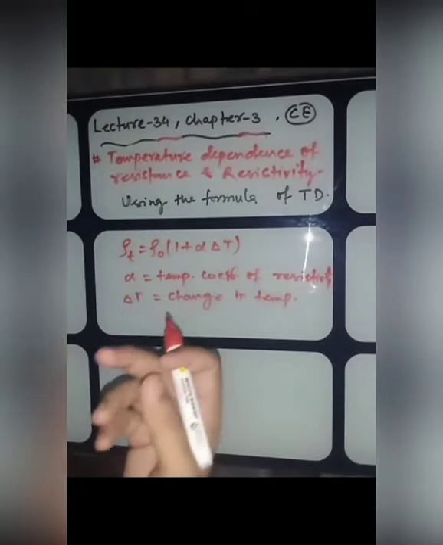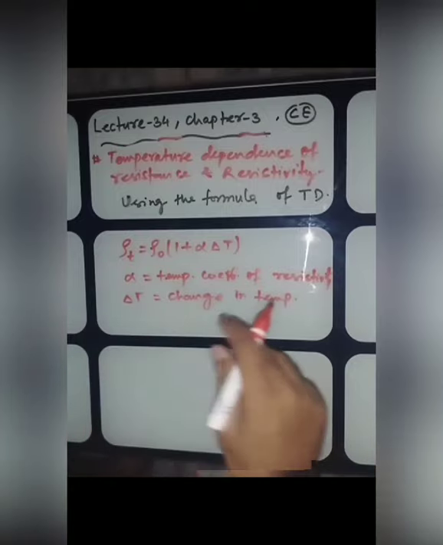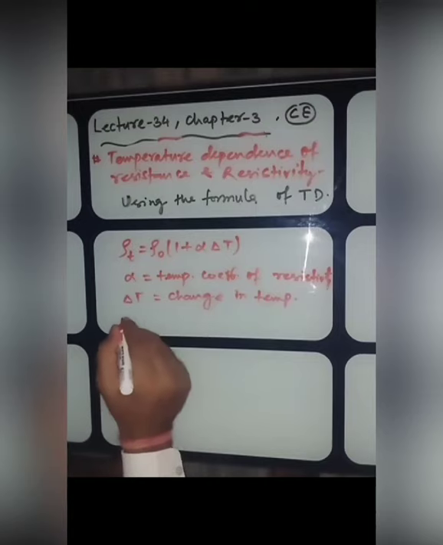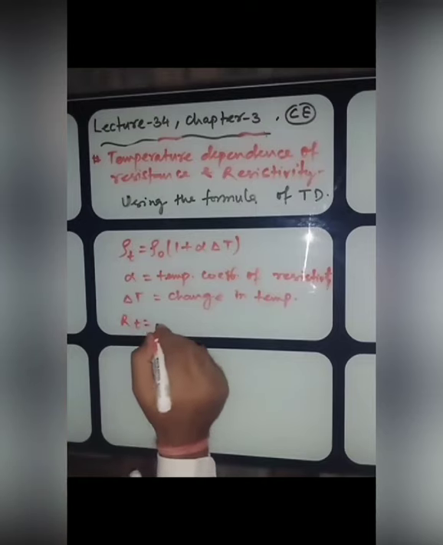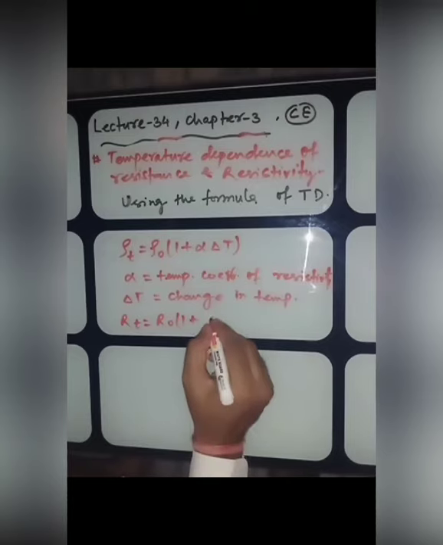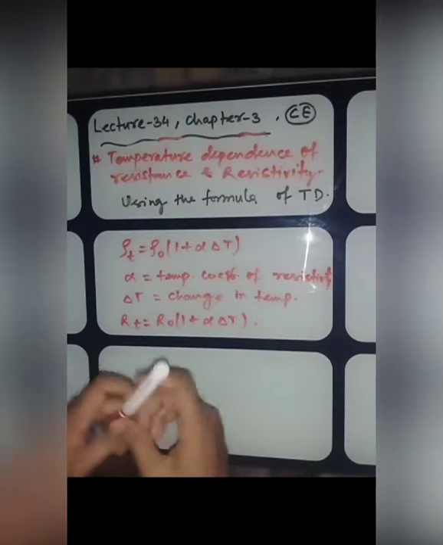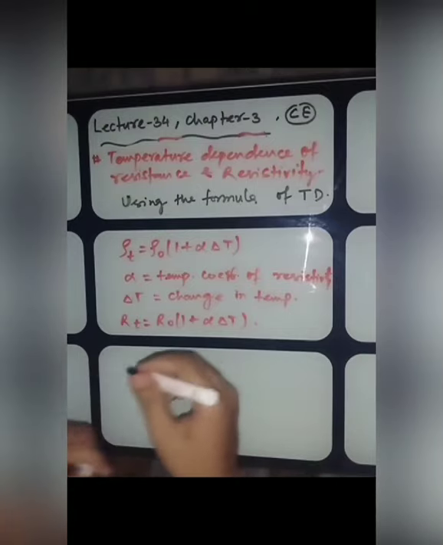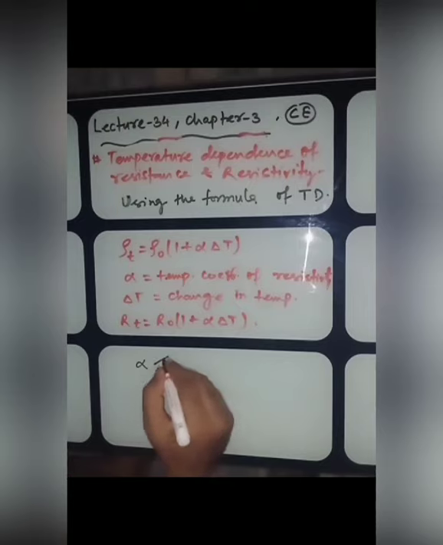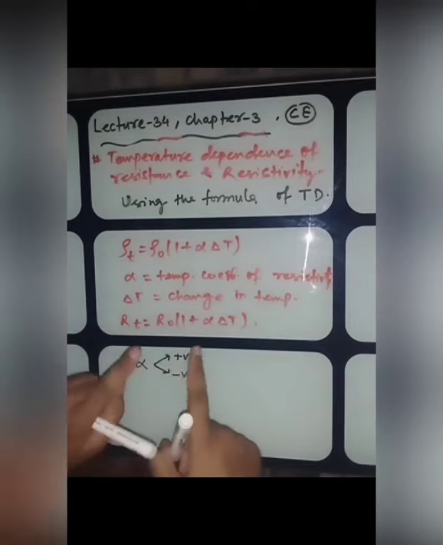In a similar way you can write the resistance also, my dear student. RT equals R naught times 1 plus alpha delta T. Okay, this alpha, my dear student, could be positive or negative. This is very important. Remember, it could be positive or negative. This will be positive for metals.